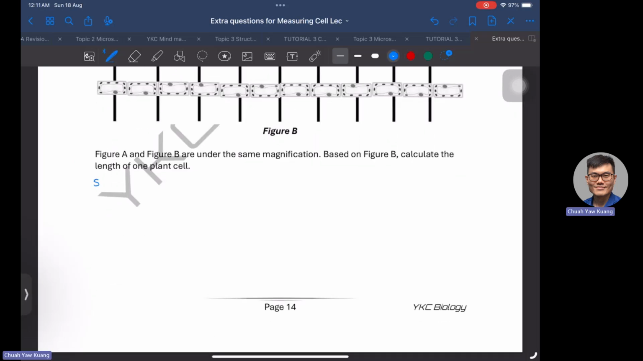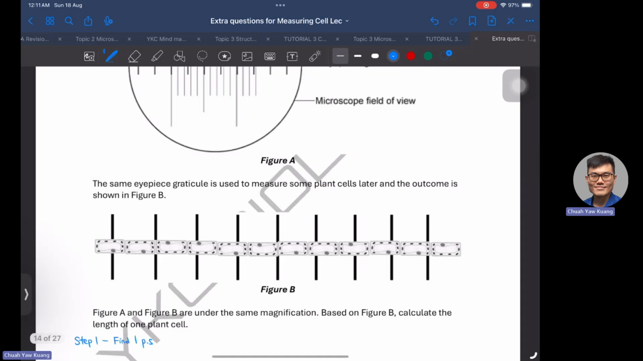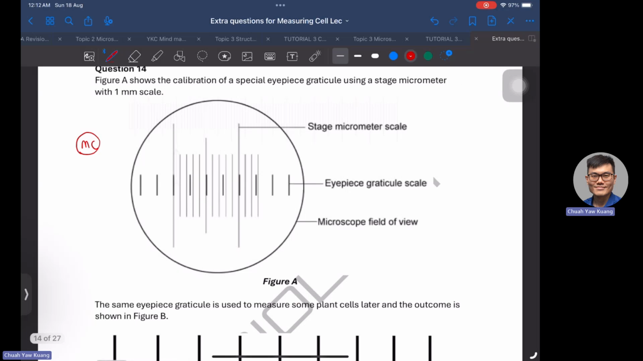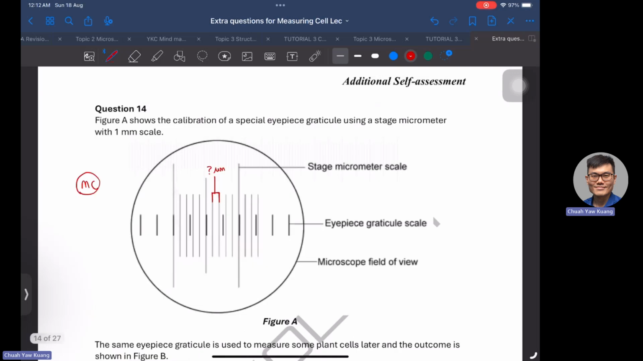In step number 1, we will find one pitch on the stage micrometer first. So meaning that the first step, we have to figure out this one pitch. This one pitch on the stage micrometer is equal to how many micrometer? So that is always our first step. To calculate that, we need to look at the question.